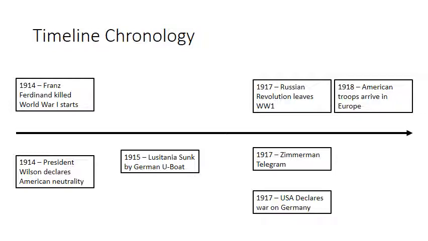And this kind of opens the way for Wilson to feel more comfortable joining the Allies to support democratic countries. We also have the British intercept the Zimmermann telegram and give it to the United States. So in April 1917, the United States declares war on Germany. And in 1918, American troops arrive in Europe. And so our next unit will be about the American war effort and what happens following the end of World War I.